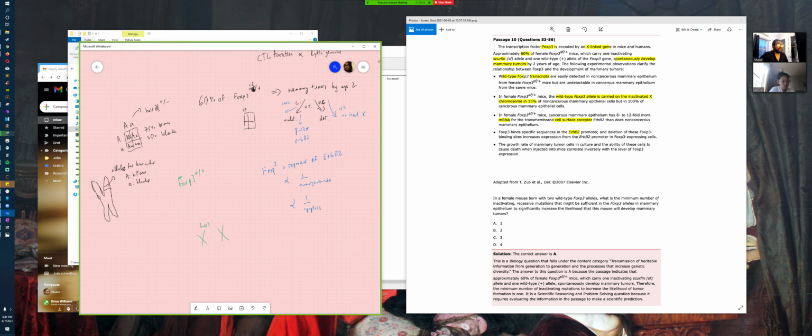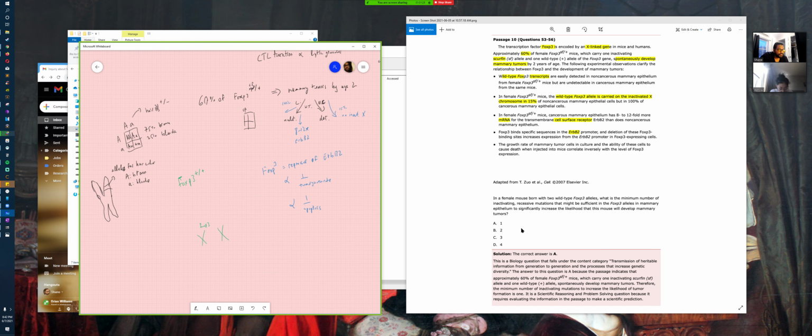So the SF, the scurfin one. Basically, FOXP3 works against the creation of tumors and against the creation of cell death. So when you have the wild type replaced with something like SF, your rate of tumor or cancer and all that stuff increases substantially.